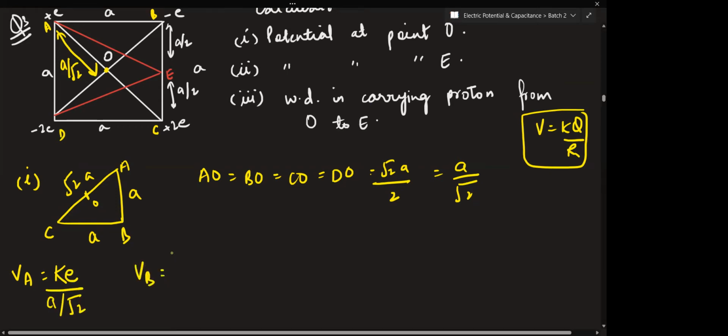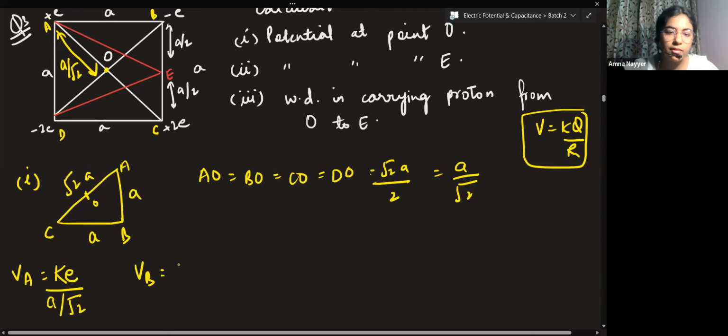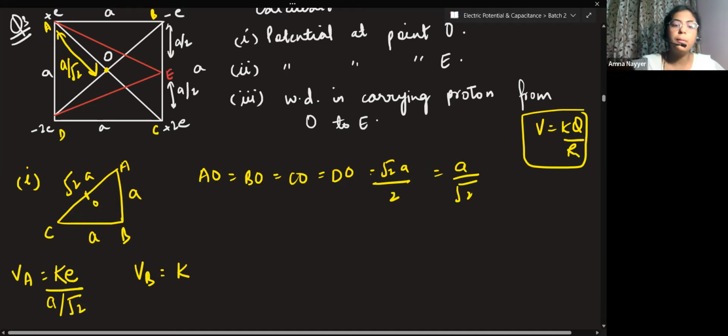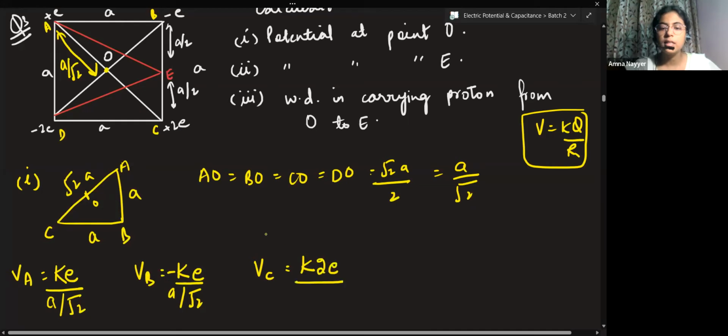Now VB. Again, this logic will remain the same. Constant k will come. Now, we have to find out the charge. Which charge is there at point B? Minus e. So minus of e, and the separation BO is also a by root 2. VC: constant is k, charge is 2e, separation CO is a by root 2. VD: constant k, charge at point D is minus 2e, because we have to consider the minus sign, divided by a by root 2. DO will also be a by root 2. These are all the values of potential that we have.